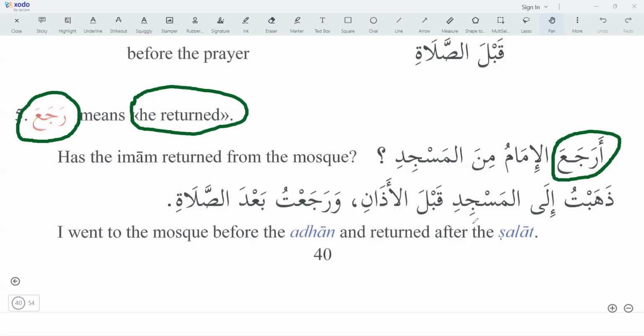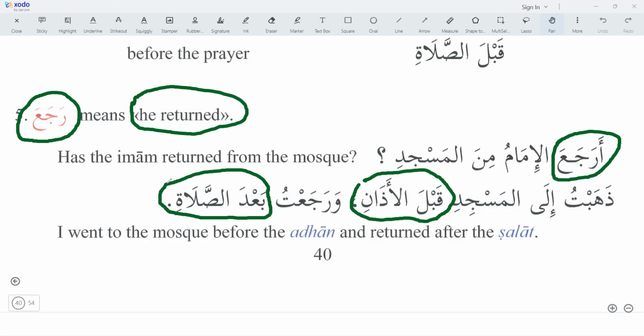Zahabtu ilal masjidi qabla lazani. Zahabtu, I went, ilal masjid, to the masjid, qabla lazani, before the azan. Qabla lazani is mudaf and mudaf ilayh. Wa raja'tu ba'da salati, and I returned after the prayer. Ba'da salati is mudaf and mudaf ilayh. Azan and salat are majroor, they are mudaf ilayh. I went to the mosque before the azan and returned after the prayer.